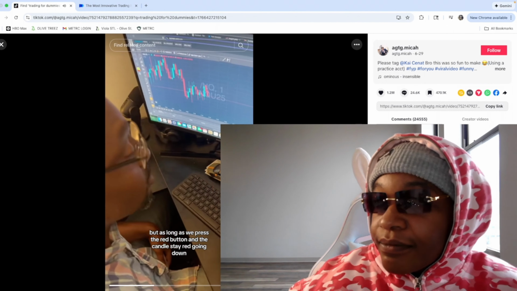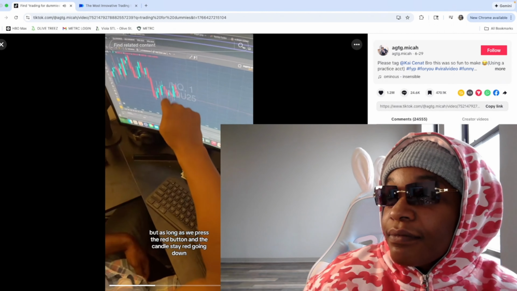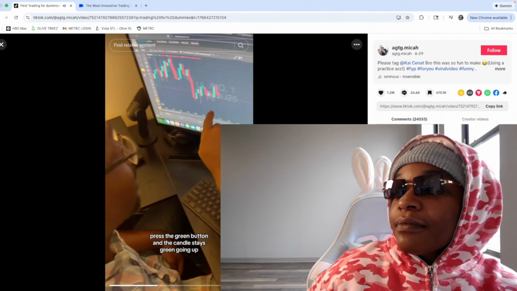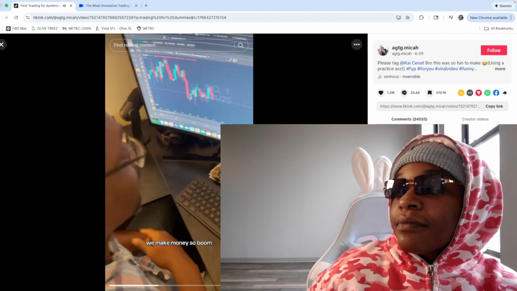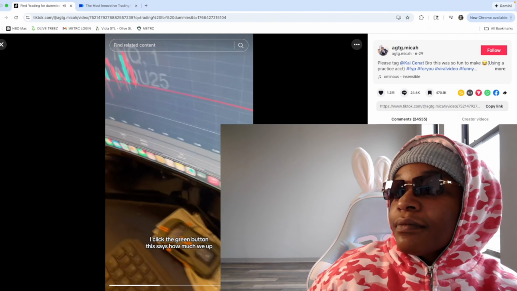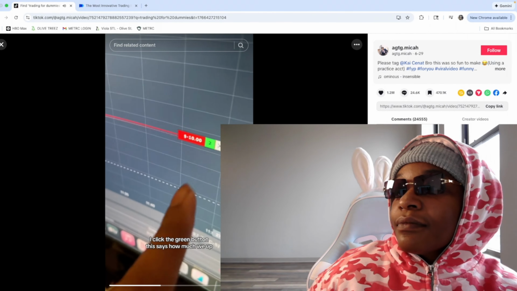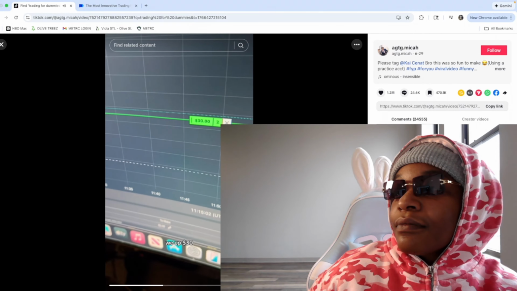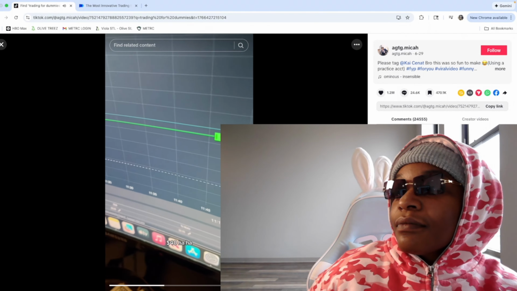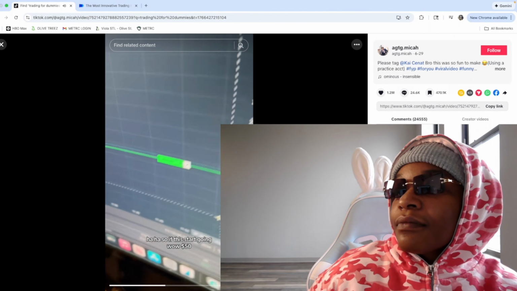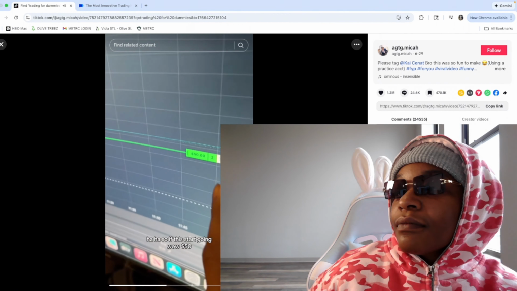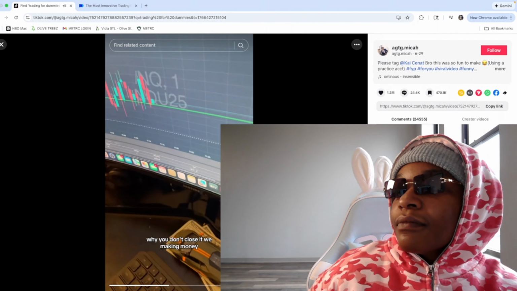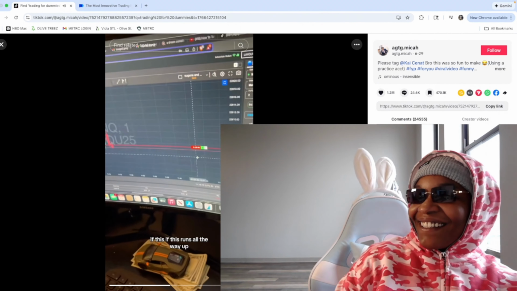But as long as we press the red button and the candle stays red going down, we make money. And then we press the green button and the candle stays green going up, we make money. So boom, I click the green button. This says how much we're up, how much we're down. We're up $30. Yes, sir. $40. If this starts going $50, $60, going up, why don't you close it? We're making money.